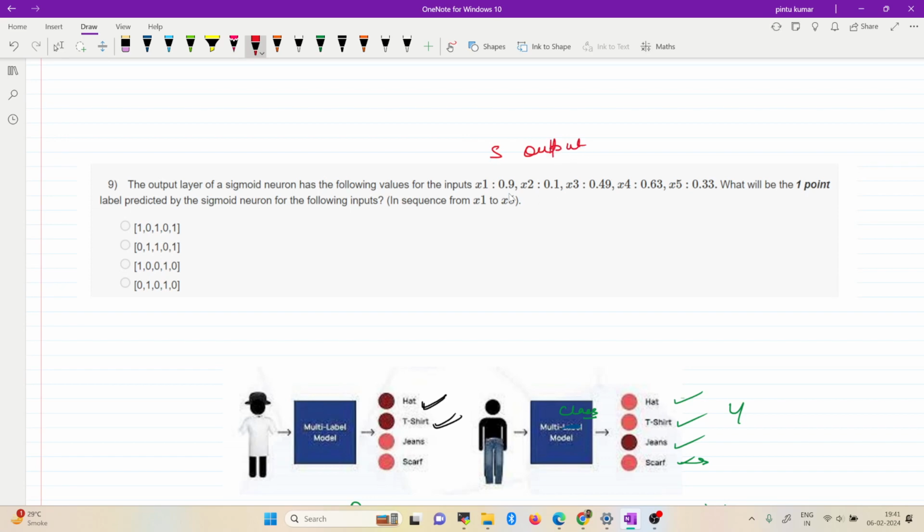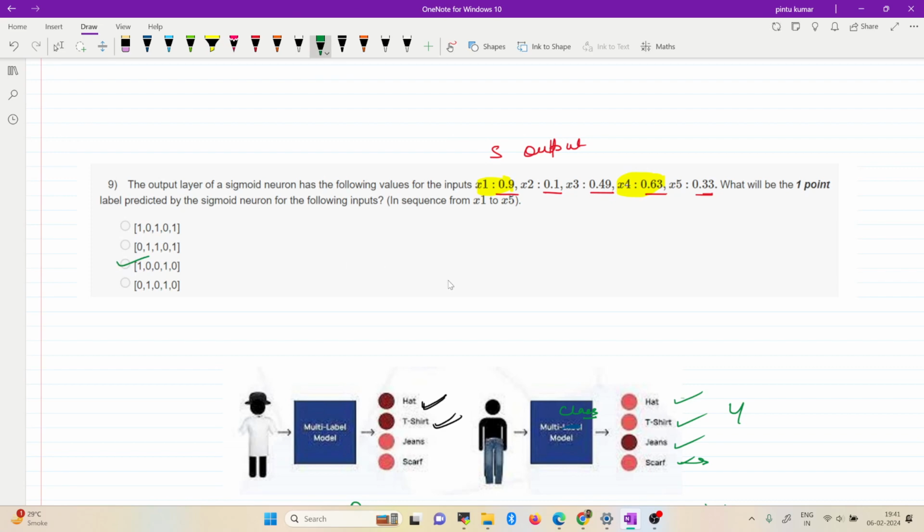Okay. And the outputs are 0.9, 0.1, 0.49, 0.63 and 0.33. So what should be the predictions that you make if you have these kind of outputs? As I said, if the output is more than 0.5, you should make prediction 1. If the output is less than 0.5, you should make prediction 0.